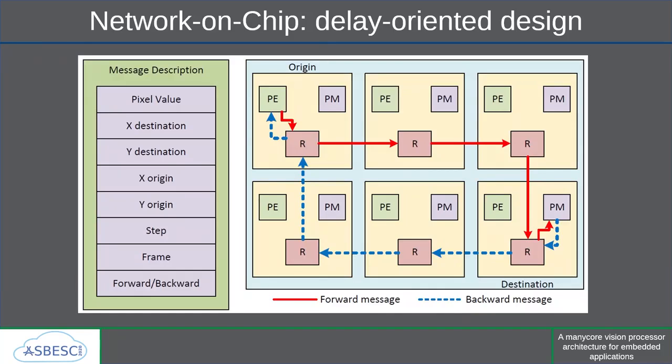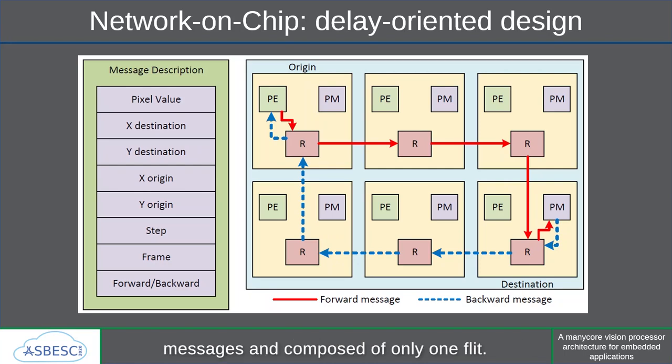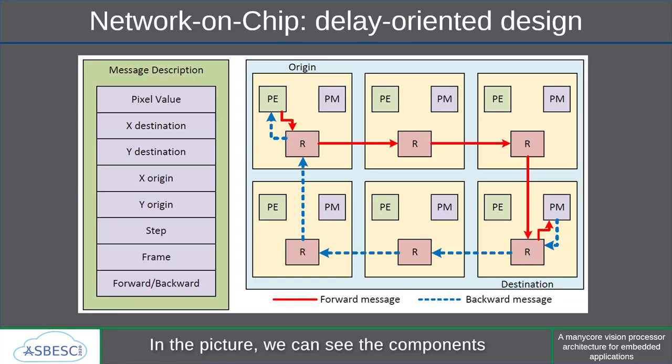The router has a typical architecture with fixed size messages composed of only one flit. All bits are transmitted in parallel, following a synchronization handshake and an XY routing algorithm. In the picture, we can see the components of the messages, all focused on the information needed for image processing and computer vision algorithms.